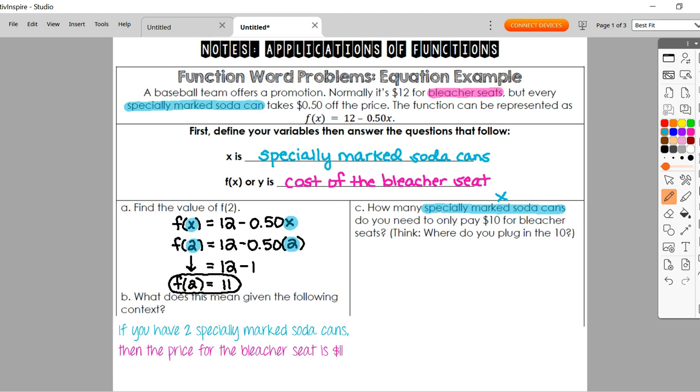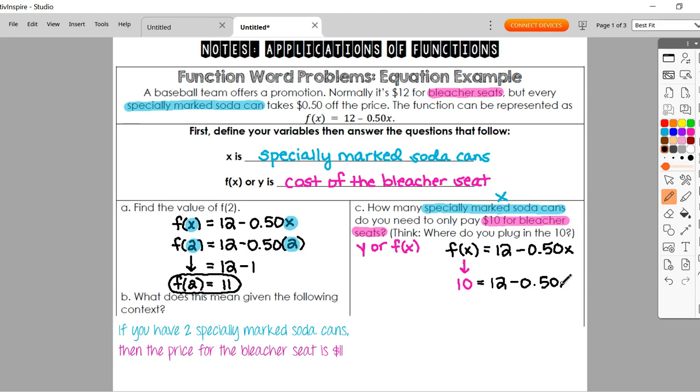Do you need to only pay $10, so that's our number we're given, for bleacher seats? Well, that bleacher seat again was going to be my y value. So here's the thing. I am given my y or f of x value, but I'm not given my x. So how I'm going to set this one up is f of x equaling 12 minus 0.50x. That's just copying down the original function. But I have to keep x because I have to solve for it. But what I do know is my f of x or my y equals 10. So this is how I set up my equation.